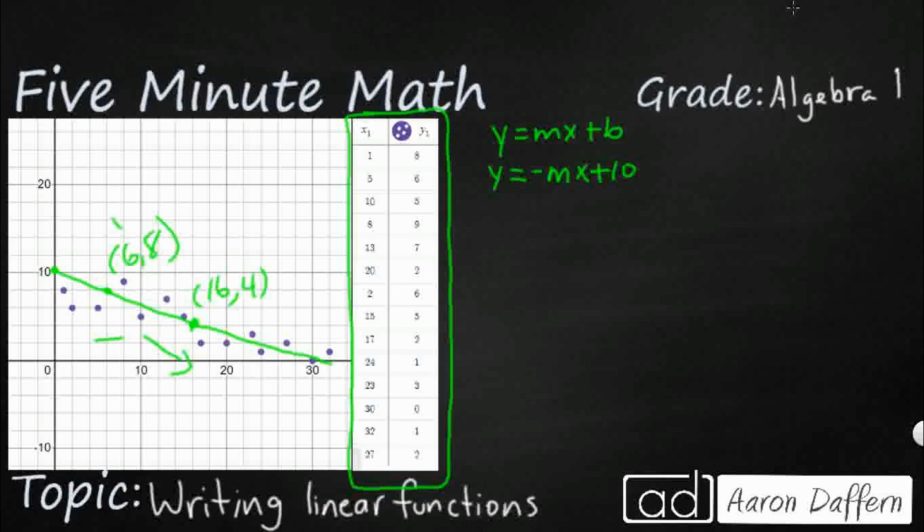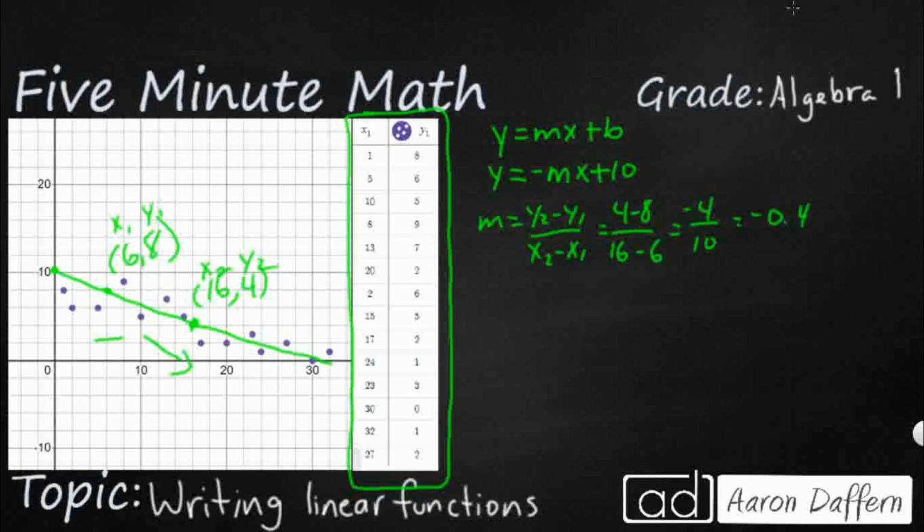Okay, so let's see what we've got here. Remember, our equation for slope is going to be y2 minus y1, the change in y, over x2 minus x1, right? And so we're going to say 4 minus 8 over 16 minus 6. So it's about negative 4 over 10. So it looks like we're at about negative 4/10, negative 2/5. So really about negative 0.4.